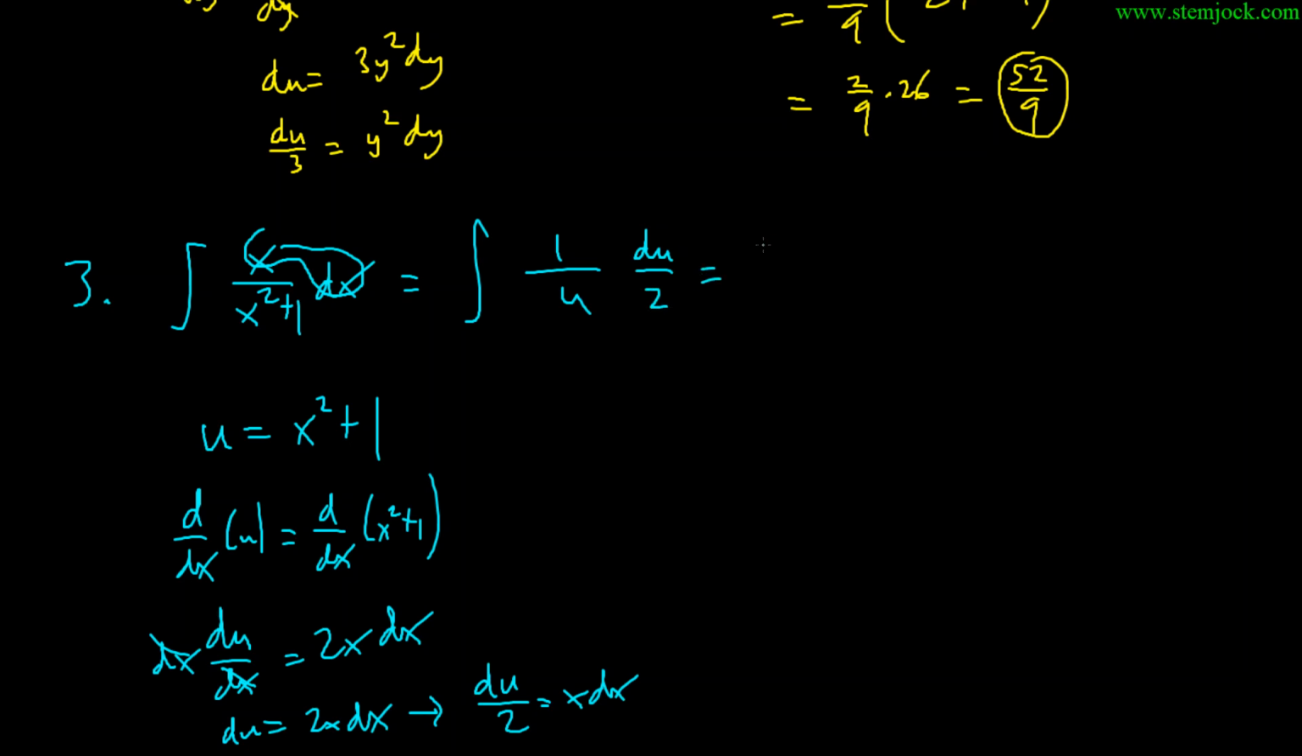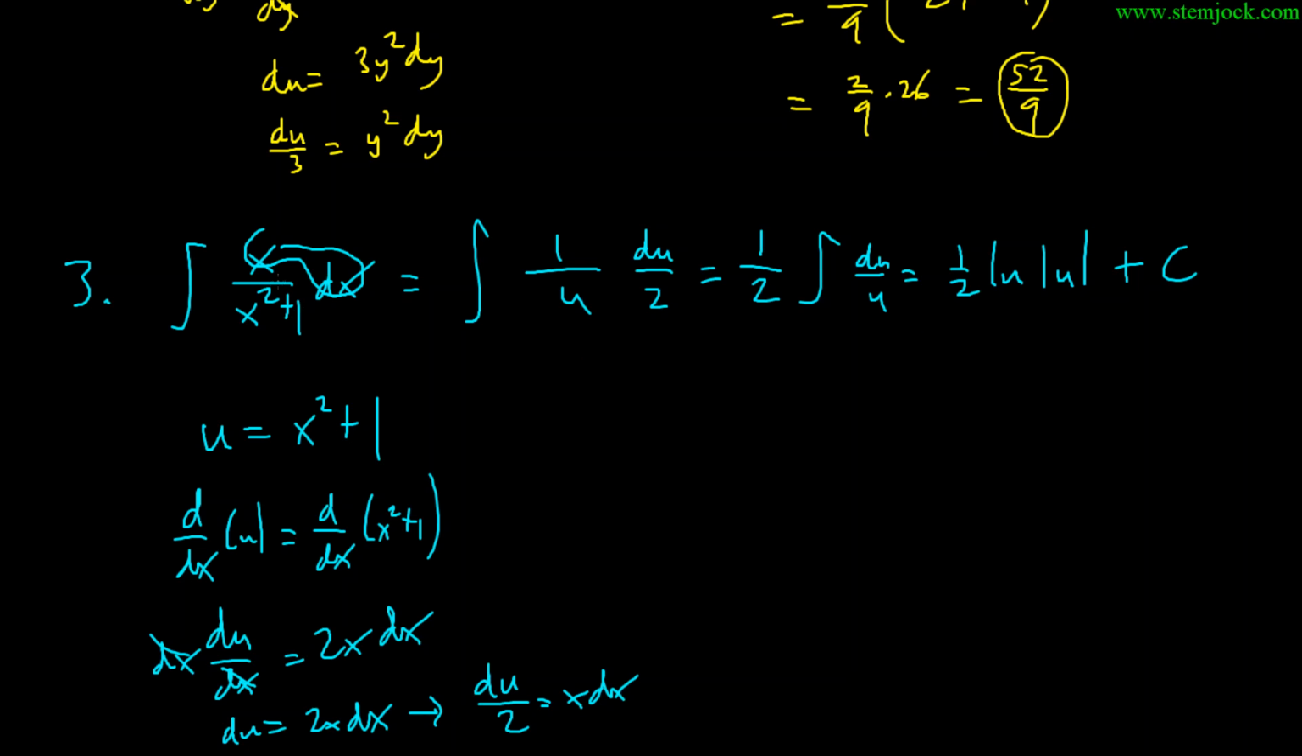1 over 2 is a constant. I can bring it out in front: 1 over 2 integral du over u. This is 1/2 ln u, or natural log, plus c. C is a constant. It's included in every indefinite integral, and it's something that's very easy to miss if you're not careful.